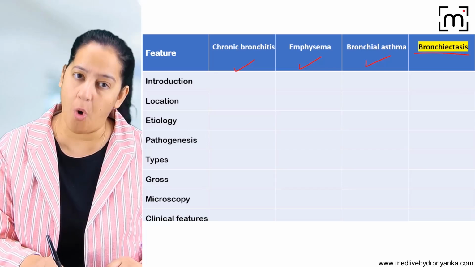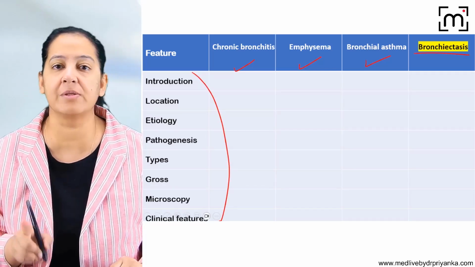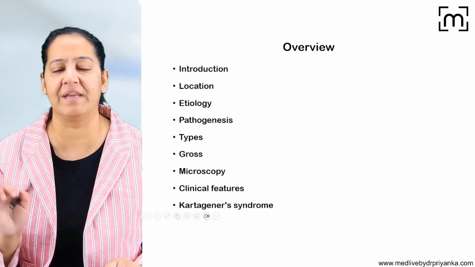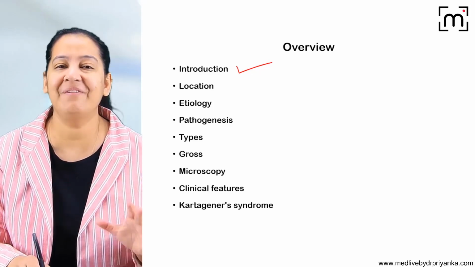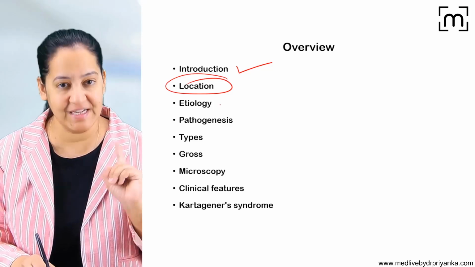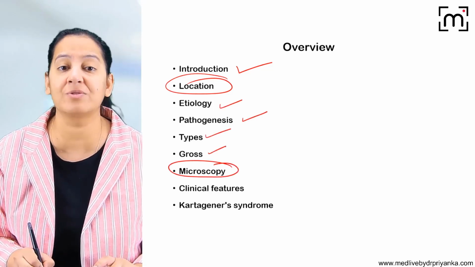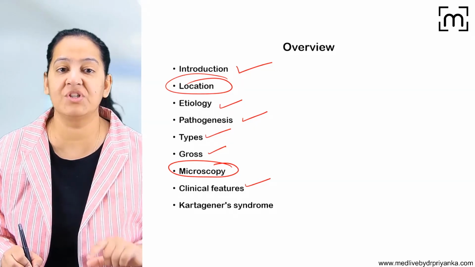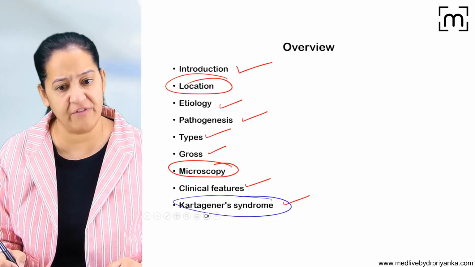I taught you all the COPDs under a fixed set of headings, so I will teach you bronchiectasis under the same set of headings. This is the overview which is common for all COPDs. First of all, the introduction, what do you mean by bronchiectasis. Then we will see the level of obstruction in the respiratory tract. We will see its etiology, pathogenesis, type, gross, most importantly microscopy, clinical features, and its association. One of its important associations is Kartagener syndrome, and you frequently get a short or very short question on it.